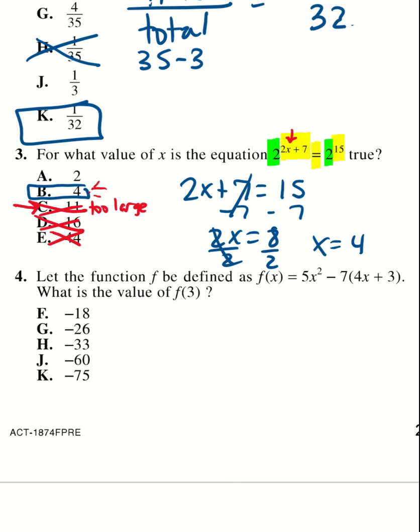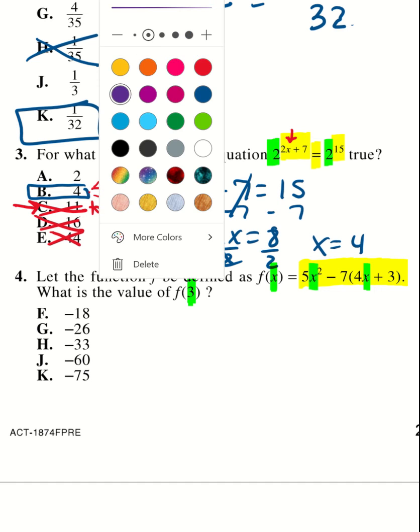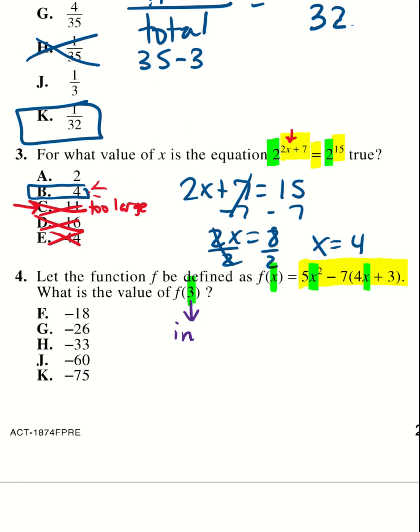Number 4, I have this function f, and they give me an expression or a rule for that function, and then they want me to find f of 3. Well, this 3 right here is in the same position that x would normally be in, and all that really means is that wherever there is an x in the expression for f, you should replace that with the 3. 3 is basically an input value.